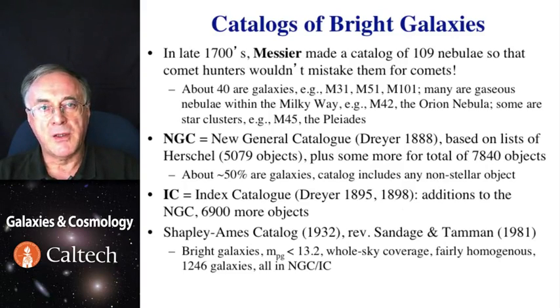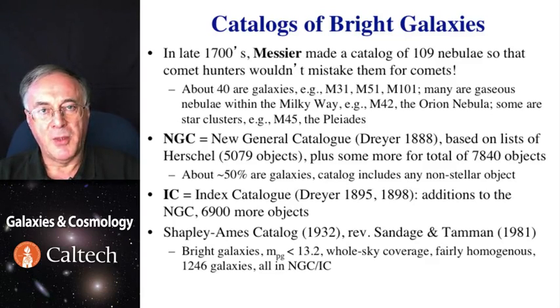And the catalogs of galaxies have been a basic data for astronomy for a long time. The very first one was due to Charles Messier in the 18th century. Messier cataloged a little over 100 objects. We still call them Messier, or M, and the number, and about half of them are galaxies. The rest of them are different kinds of nebulae or star clusters.